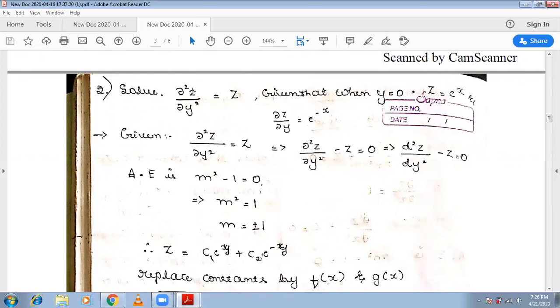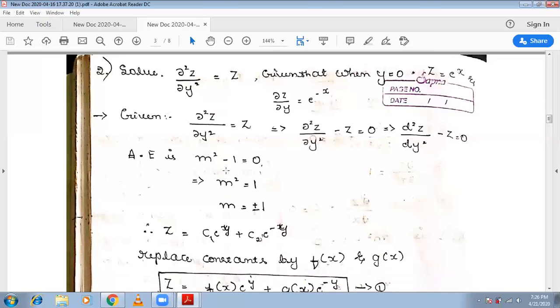The equation in this problem involves z and y. z is the dependent variable, y is the independent variable. We have to write the solution z in terms of y. In the previous problem, del square z divided by del x square, we wrote the solution z in terms of x, but here it is z in terms of y.